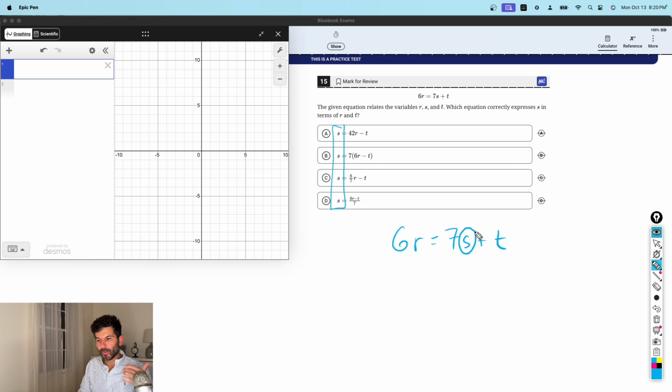If s is who we're looking for, I circle s so that I know I'm focused on it. That's what I want to get by itself. I need to move what's furthest away from that first. So who's farther away from the s, the 7 or the t? You would say t. We want to move it, which means we want to make it 0. So move it to the other side.